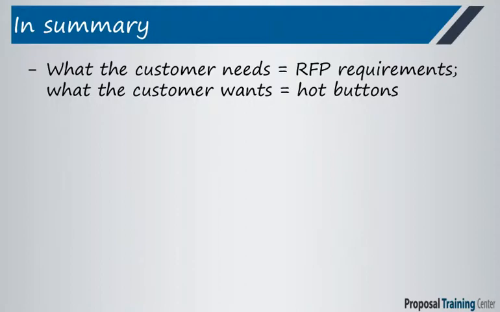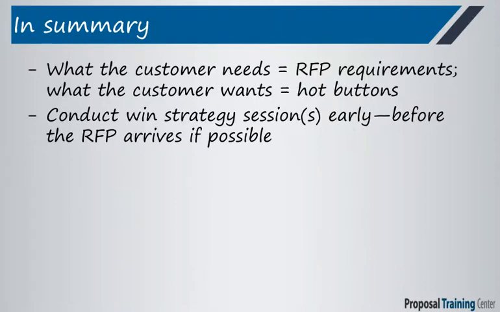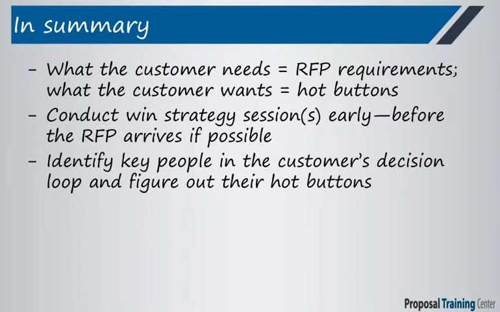When you develop themes based on the customer's hot buttons, you are responding to their wants, and you are preparing a customer-focused solution to their problem. When you combine the two, compliant with their needs and giving them what they want, you are on a path to writing a winning proposal. You need to conduct a win strategy session early, before the RFP arrives, if possible. You need to identify key people in the customer's decision loop and figure out their hot buttons. This is the time to focus on the key decision makers. If you have been talking to the customer, you probably know who they are.